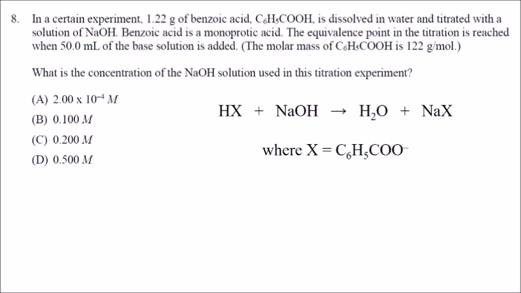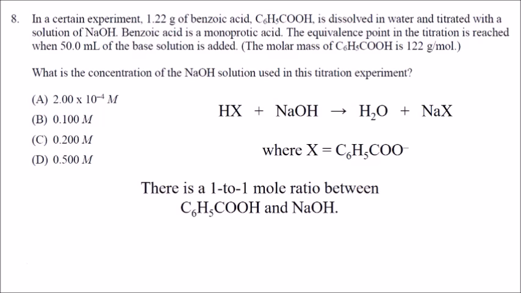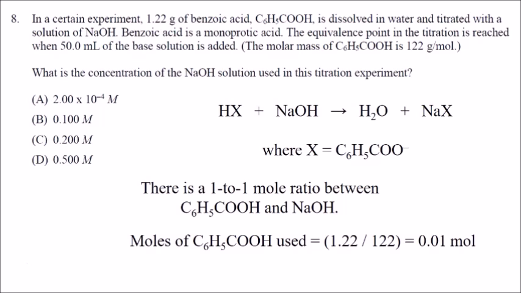Now, as far as figuring out moles, we don't know the molarity of the sodium hydroxide solution, but we do know a way of figuring out how many moles of benzoic acid were used. Since 1.22 grams of benzoic acid were used, again, there's a 1-to-1 mole ratio between the acid and the base. We take that 1.22 grams, divide by the molar mass of benzoic acid, 122, 0.01 moles of acid was used, so therefore 0.01 moles of base, sodium hydroxide, was used.